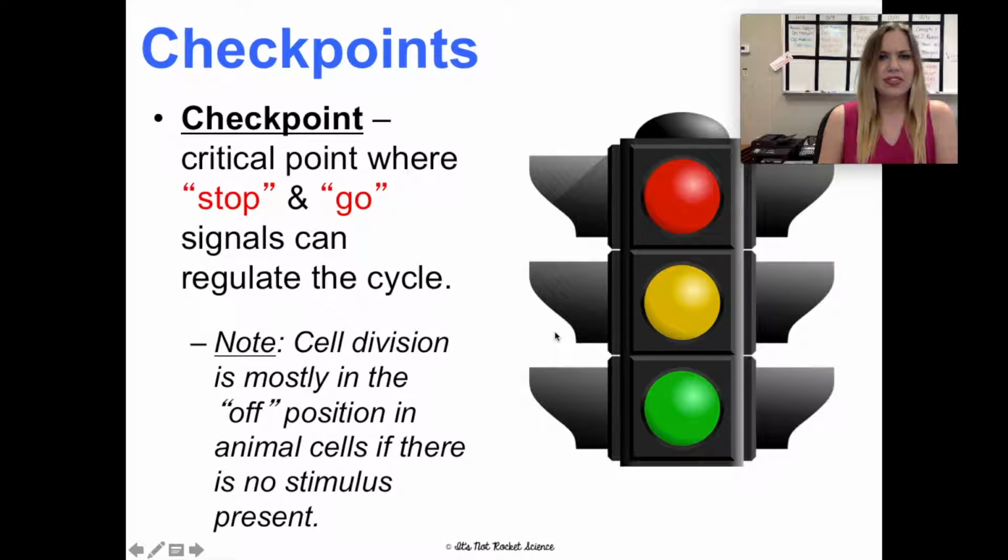However, cell division, for the most part, is mostly in the off position in animal cells if there is no stimulus present. So it's not just going to happen randomly. Its default position is going to be in the off position. I think I said 78% of the time cells are going to be in that first phase of interphase.